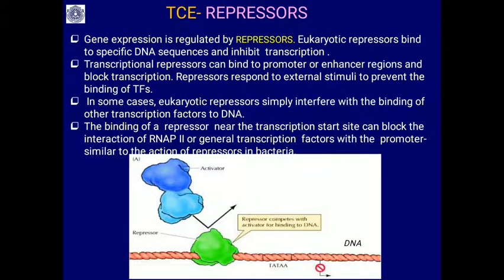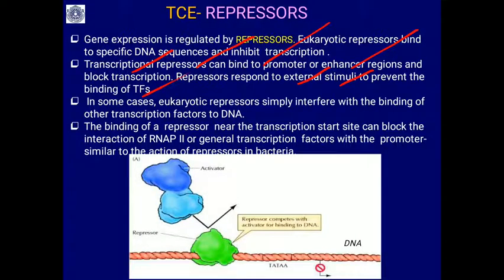Then what are repressors? Repressors are opposite to the activators. Gene expression is regulated by repressors. They are trans-acting factors, or protein factors. Eukaryotic repressors bind specific DNA sequences and inhibit transcription. Transcription repressors can bind the promoter or enhancer region and so block transcription.